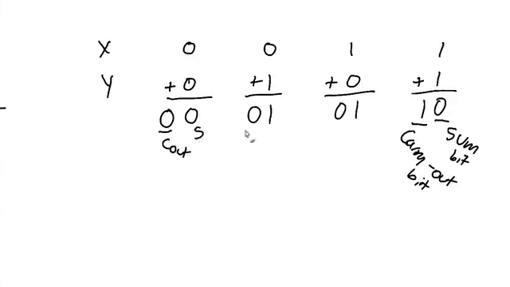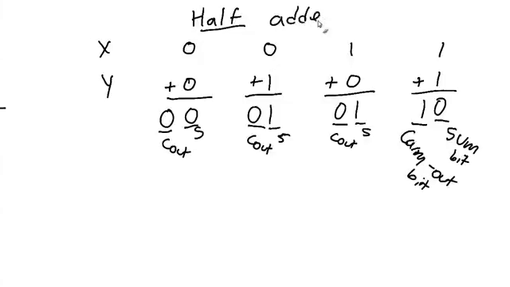And this is going to be our sum. Let's just say S for that. So C out and sum. C out and sum. So what this is right here, by the way, is what's known as a half adder. Okay, so we have a half adder here.